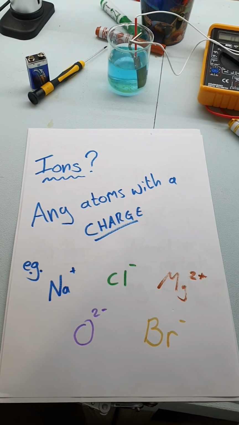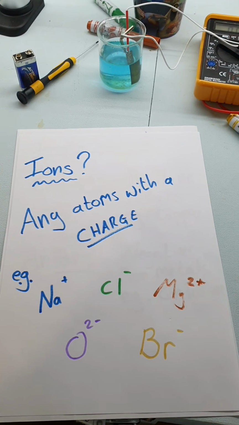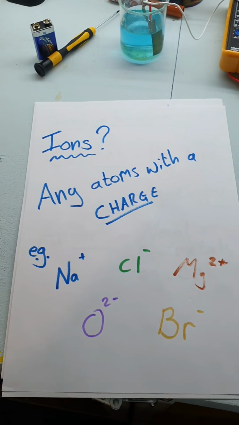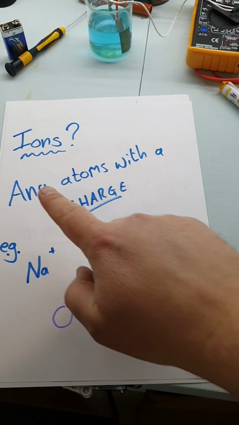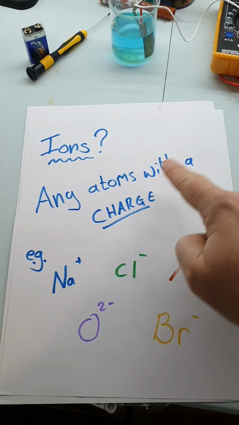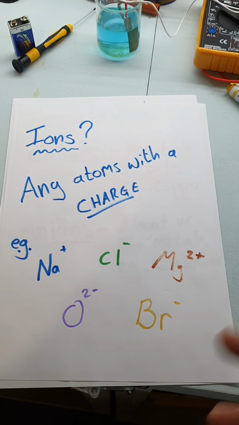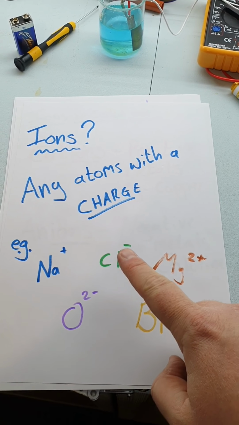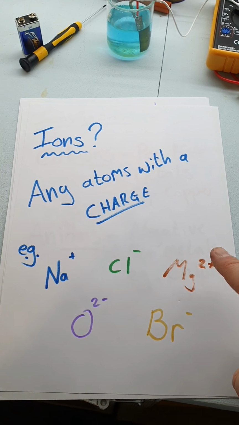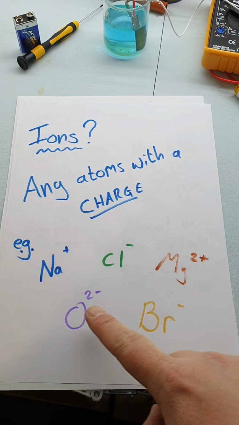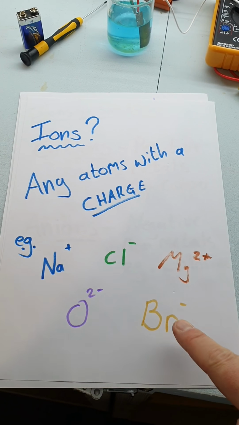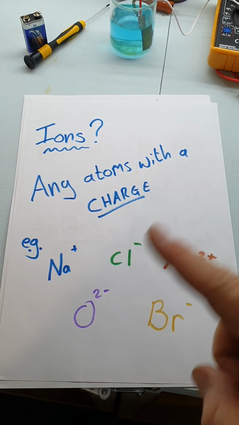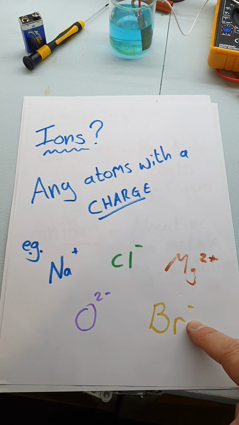Okay, let's wrap this up. So what should we take away with this? Our solution is made up of different ions. And what is an ion? An ion is any atom with a charge. So that includes all sorts of different things. Sodium, which is positive. Chlorine ions, negative. Magnesium, which is a metal, two positive charges. Oxygen, two negative charges. And bromine, like you get in hospital cleaning products, that's what gives it its incredible smell, is negative.